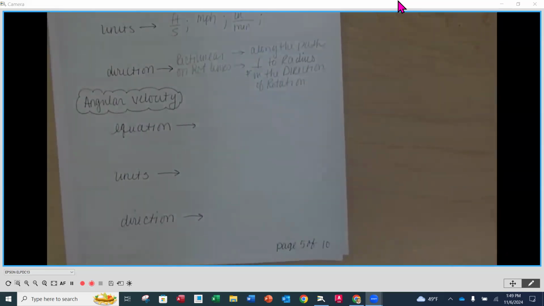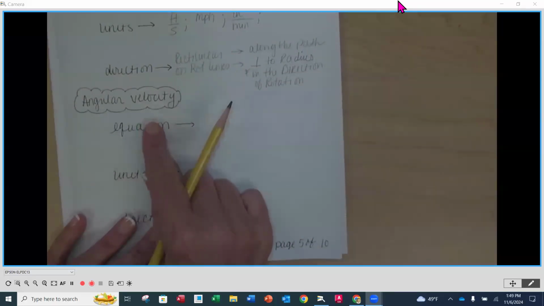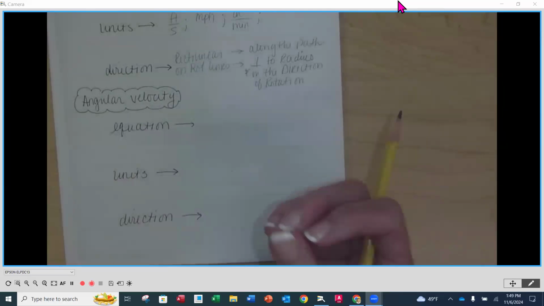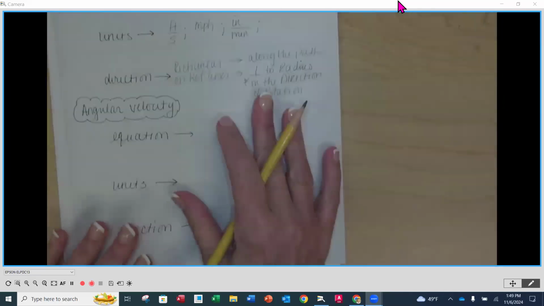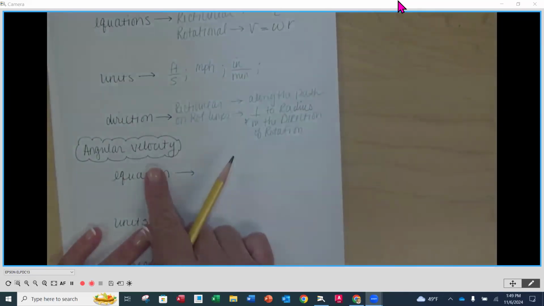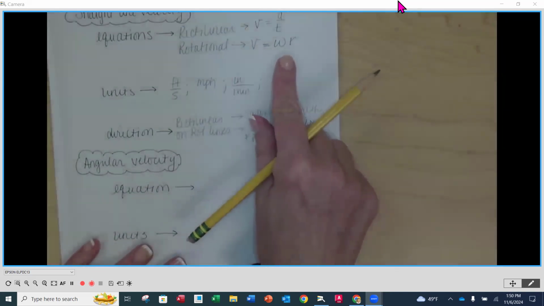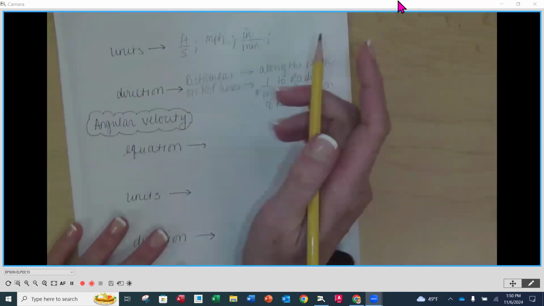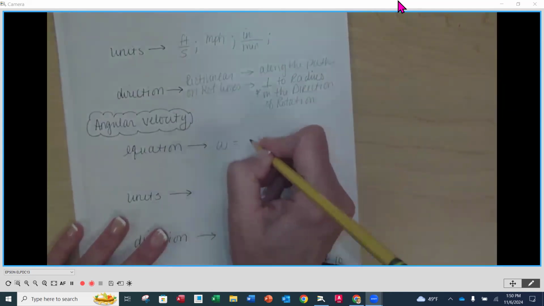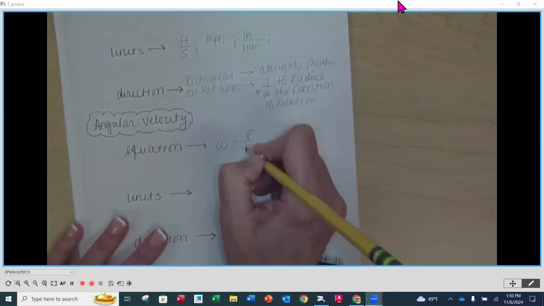Angular velocity. Angular velocity is the omega, lowercase omega, or what I call the W, right? Because it's only dealing with rotating links, that means it's a rearrangement of this equation right up here. So I'm just going to put in W is equal to V divided by R.